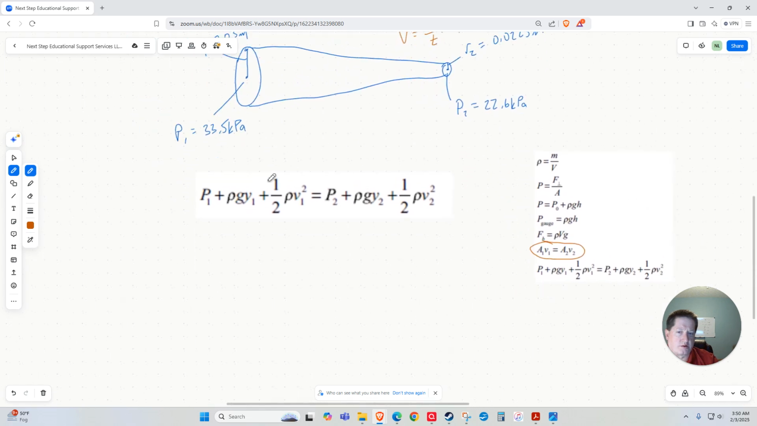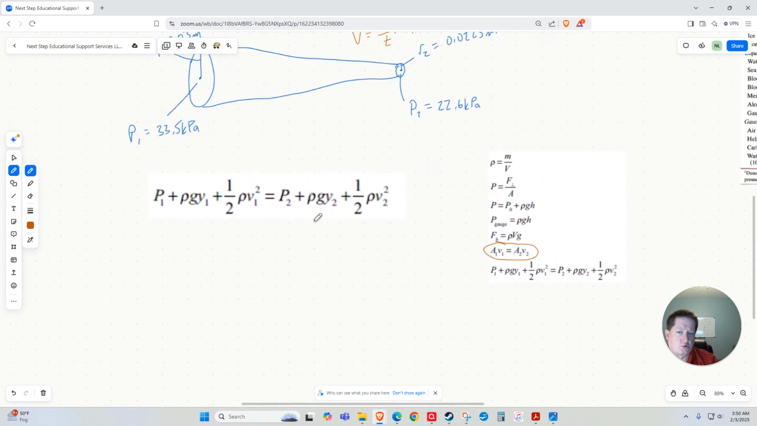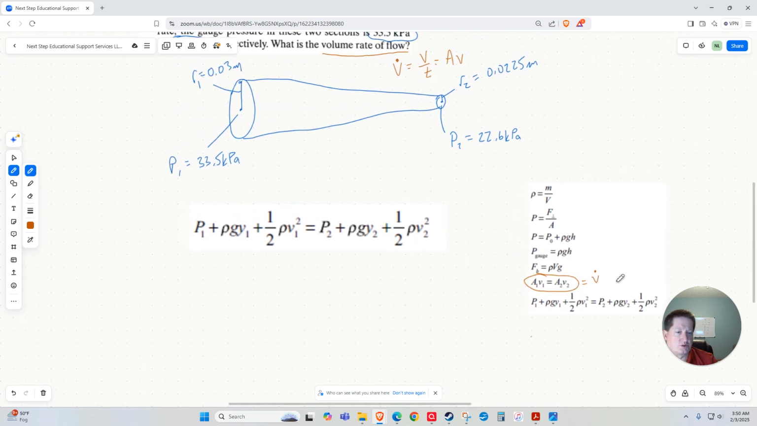But the values we're working with are included here. So we're going to use Bernoulli's equation with our velocities and the continuity equation to get from velocity to flow rate, because both of those expressions represent volumetric flow rate. So that's how we're going to get from Bernoulli's to the volumetric flow rate. We'll start making some substitutions.